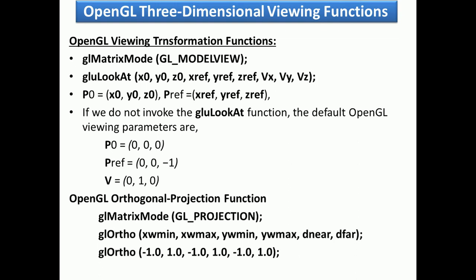This function designates the origin of the viewing reference frame as the world coordinate position P0, which is equal to x0, y0, z0, the reference position as P reference equal to x ref, y ref, z ref, and the view vector as V equal to Vx, Vy, Vz. The positive z view axis for the viewing frame is in the direction N equal to P0 minus P reference, and the unit axis vectors for the viewing reference frame are calculated with some equations.